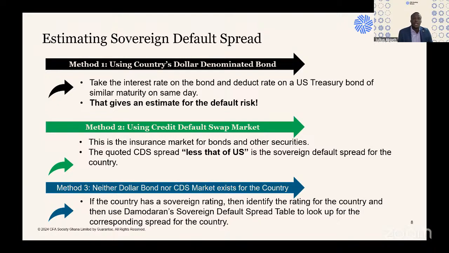In case this also fails, there is another method. Method 3 is available if you could not use method 1 or method 2, and I tend to use method 3 a lot. In fact, almost all the time I use method 3. Here, there is no dollar bond, nor a CDS market for the country. In that case, what you can do is this. But I think there's a question here. Let me pick it before I get into this one.